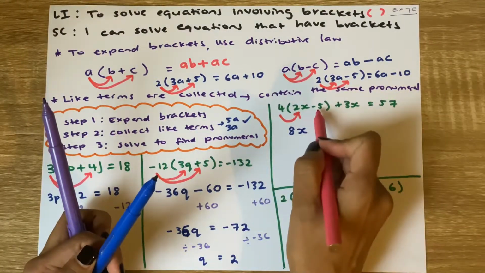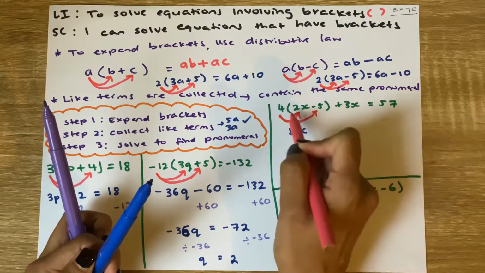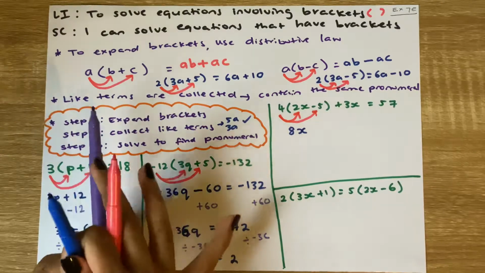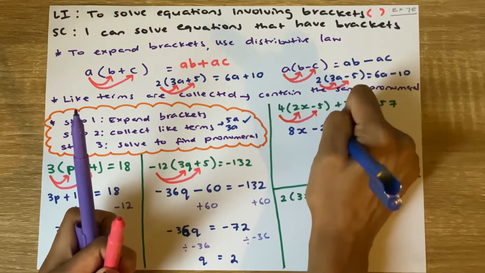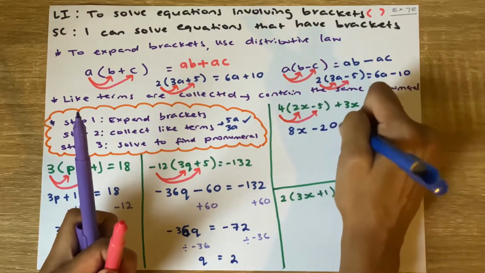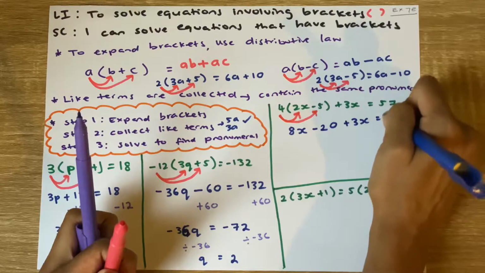And now we're going to deal with the part that we haven't dealt with yet. So outside times by second inside. So 4 times negative 5. 4 times negative 5 is negative 20. I then have a plus 3x, so I'm going to plus 3x, and then I've got a 57.